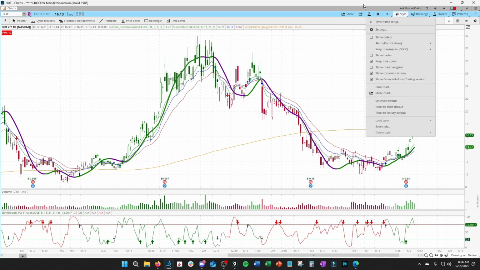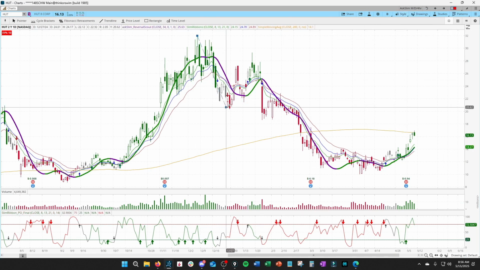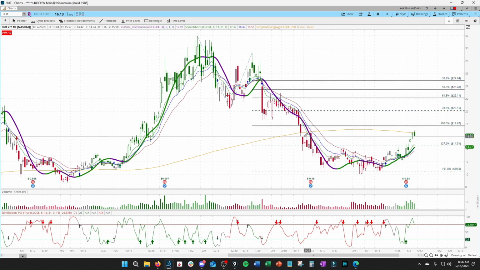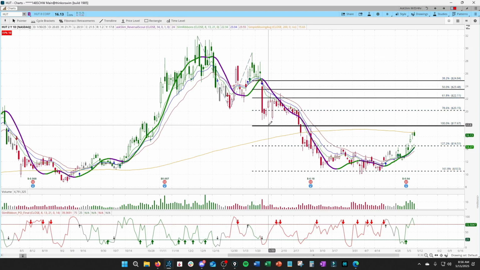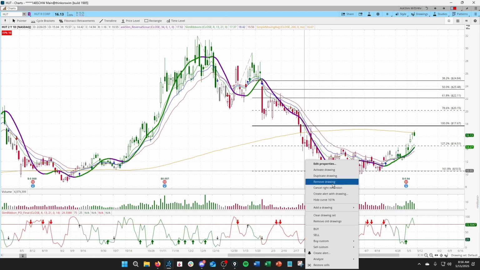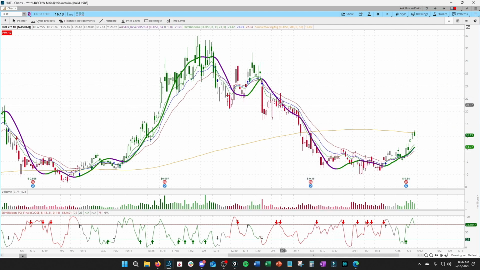You can draw your fib from swing high here, swing low there, swing high there. And you have that old low there. You have the 100 at 17. You have the 127.2 at 1450, and obviously the 161 at 1050. So I would really just be lightening up on this as it trends down.